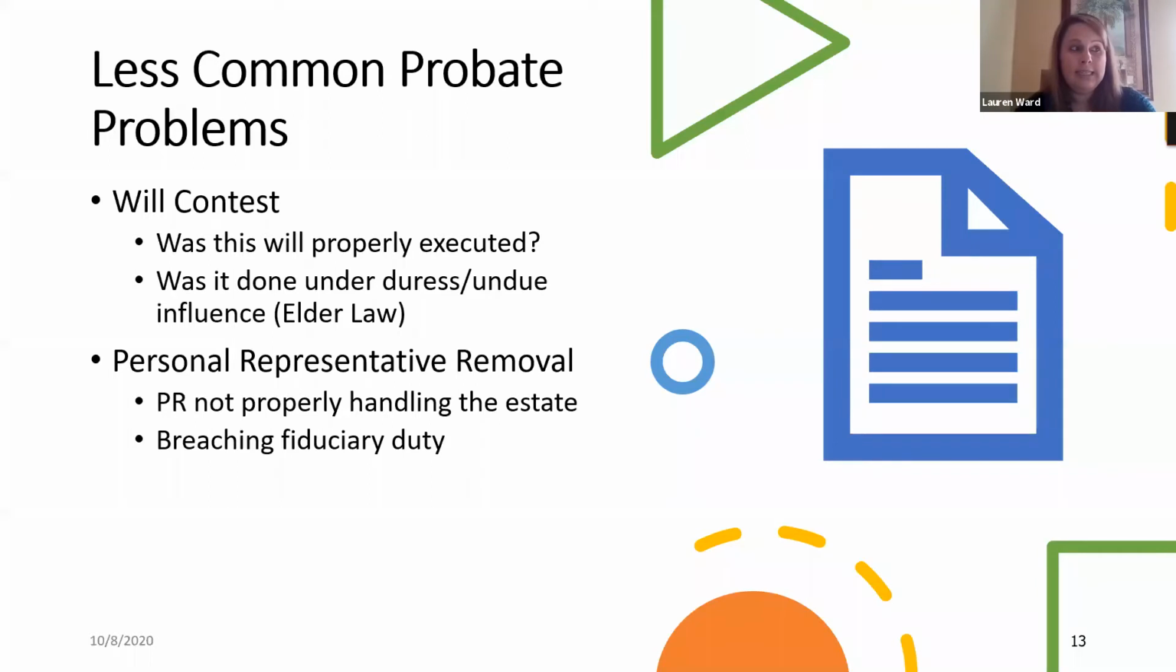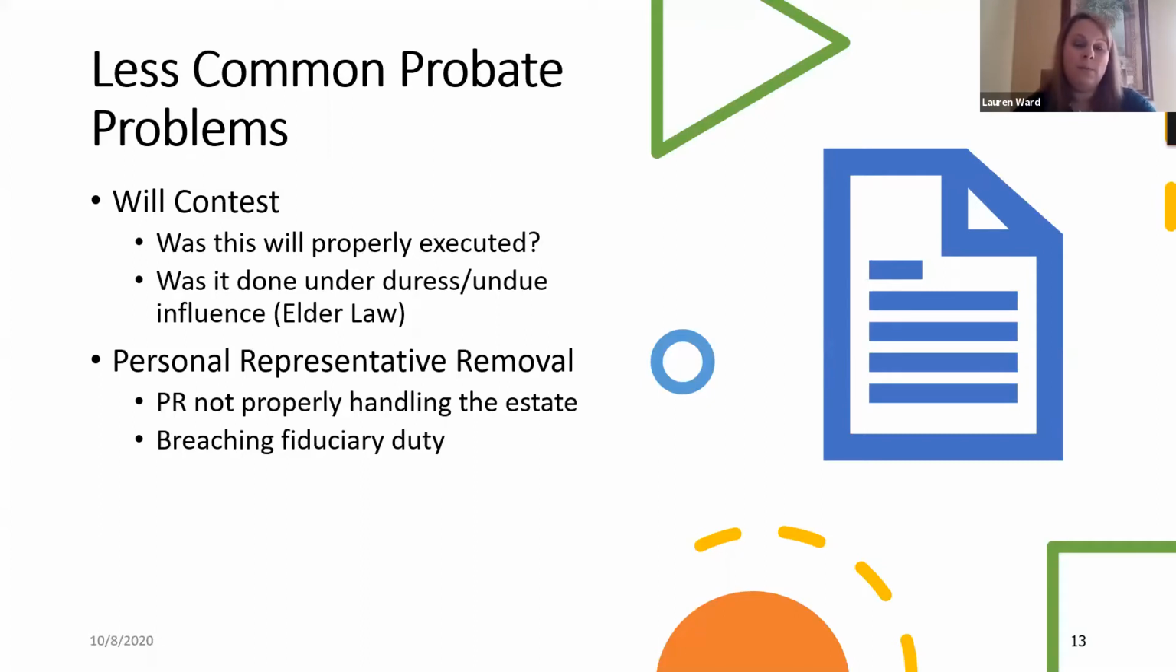Another area we see a decent amount is personal representative removal. So if you're a beneficiary and you think the PR has not properly handled the estate, maybe they've commingled the assets, or they're not properly distributing the assets, then they're breaching their fiduciary duty, and we may need to bring a claim in probate court to have them removed.